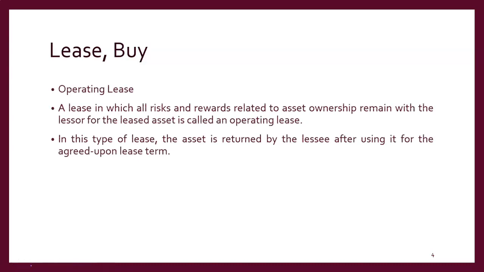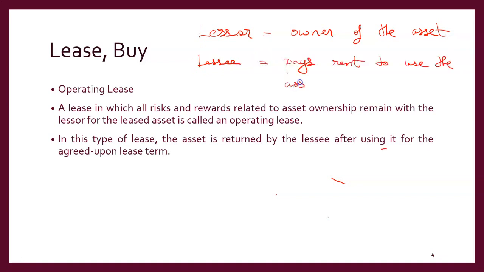We'll have a general understanding of what an operating lease and a finance lease are. Before discussing lease, we'll see who the people involved are. One person is called a lessor, who is the owner of the asset. And another person is called a lessee, who pays rent to use the asset. So we'll start discussing the types of lease.